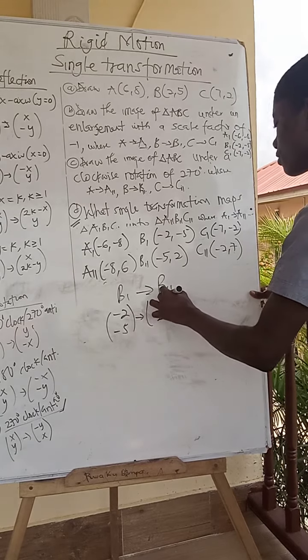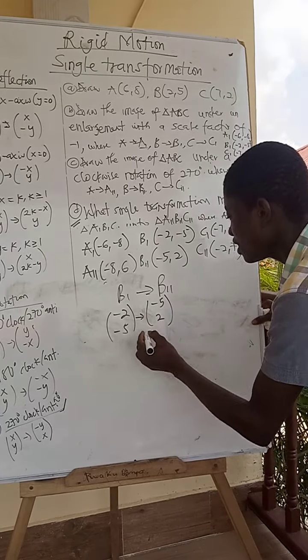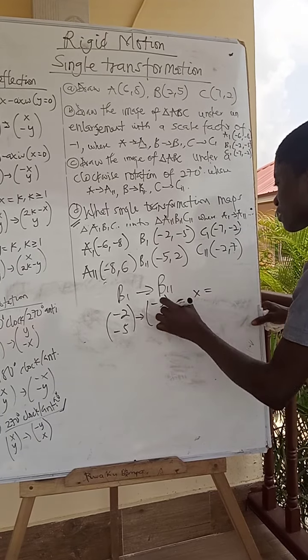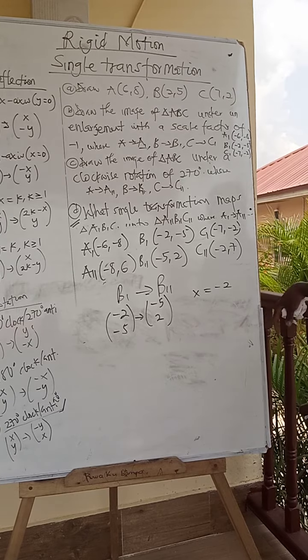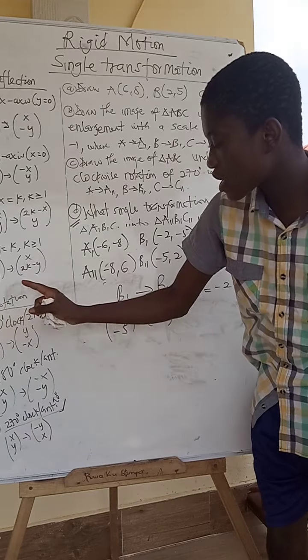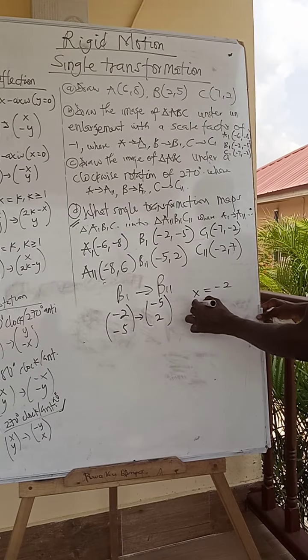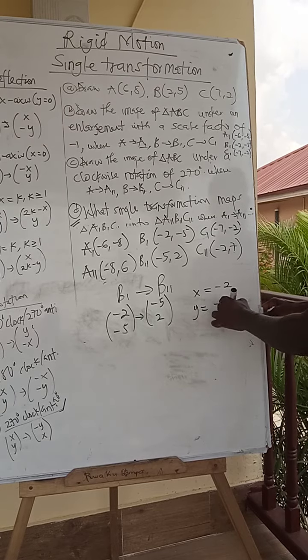Good. Here, take your x as what? The first one, -2. Always, when you're writing the formula, it's xy. Xy is always starting. So the first is x, and the second is y. -5 is y.